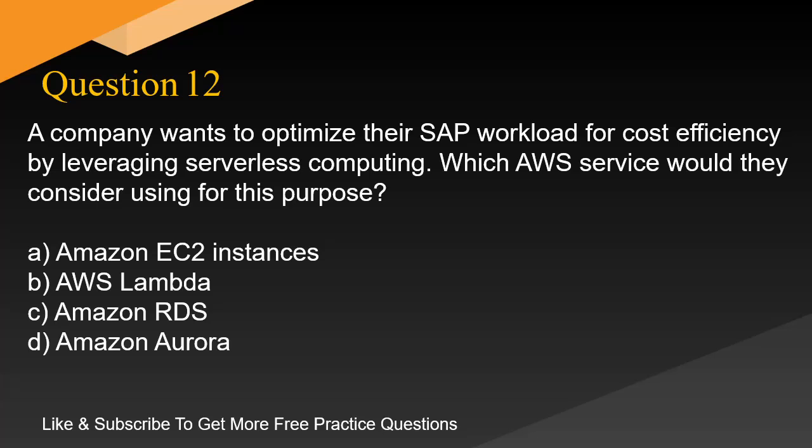Question 12. A company wants to optimize their SAP workload for cost efficiency by leveraging serverless computing. Which AWS service would they consider using for this purpose? A. Amazon EC2 instances. B. AWS Lambda. C. Amazon RDS. D. Amazon Aurora.